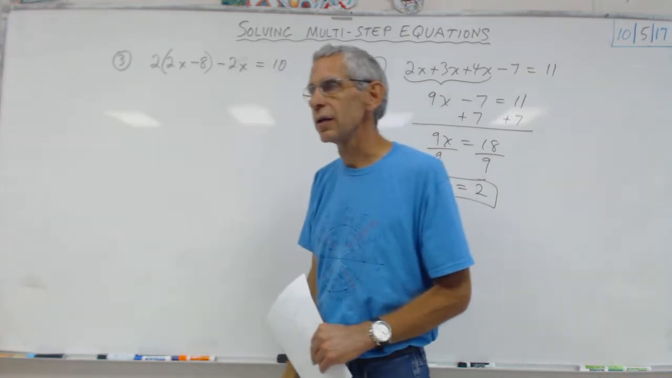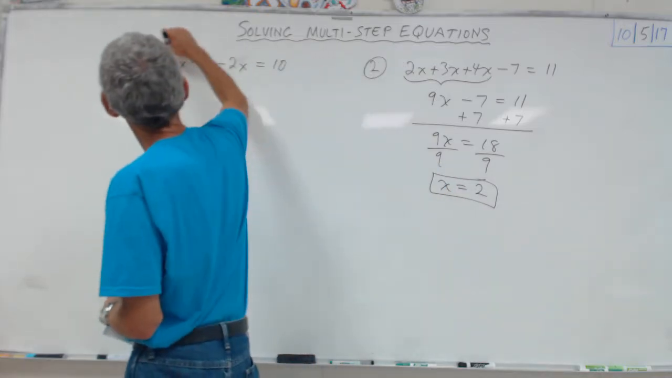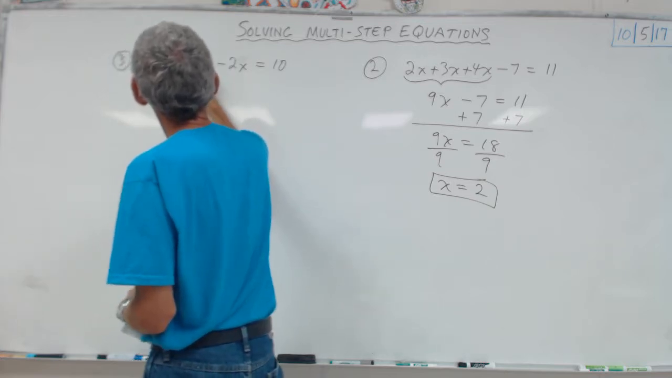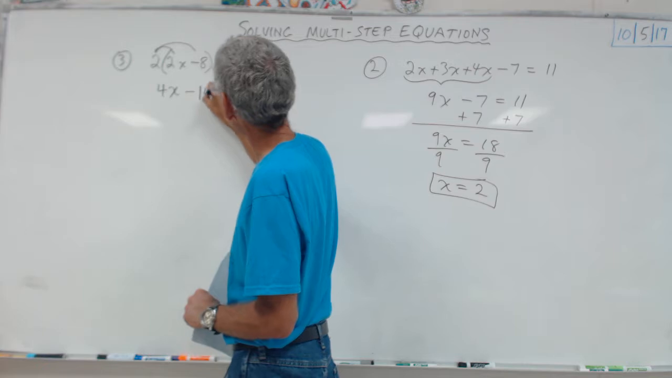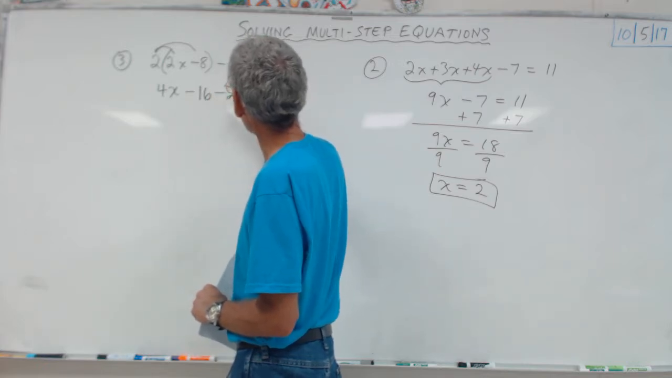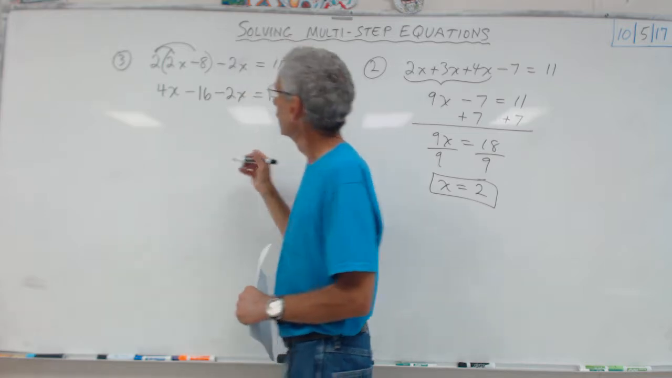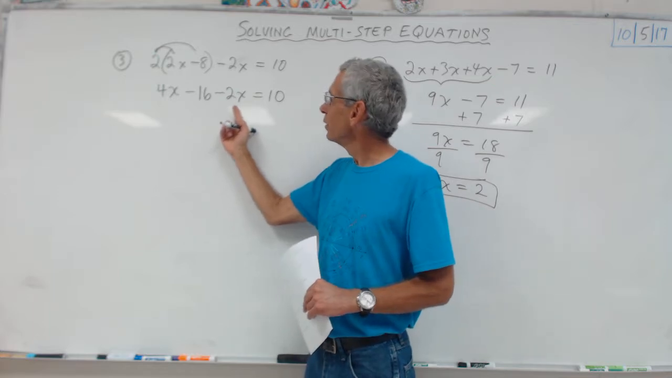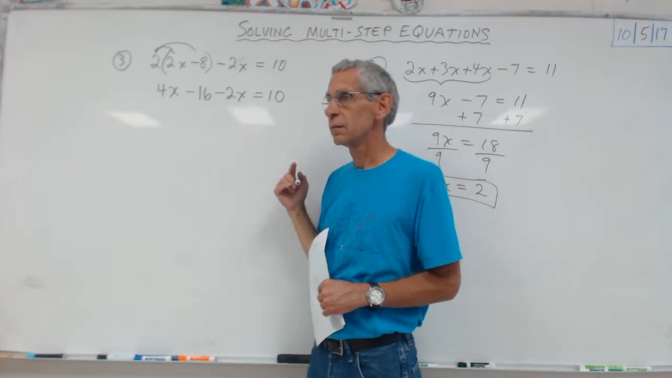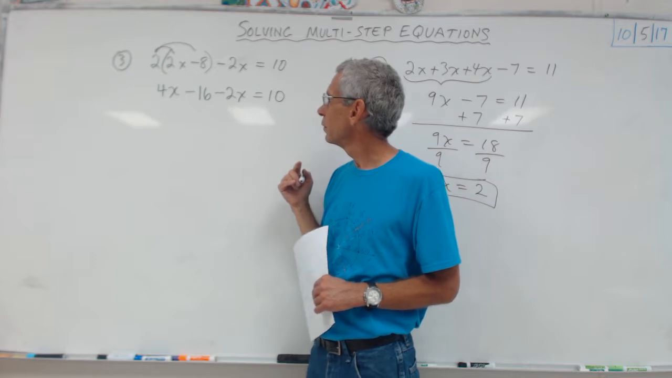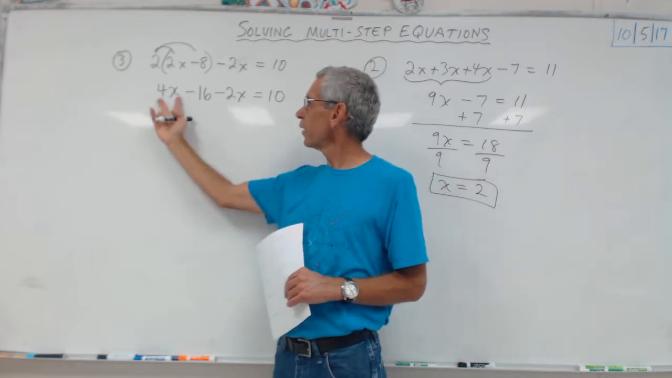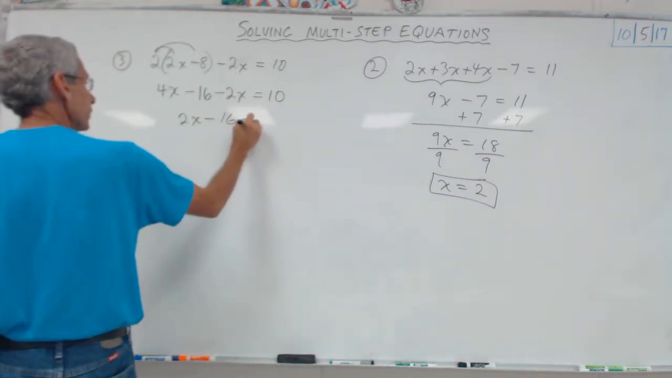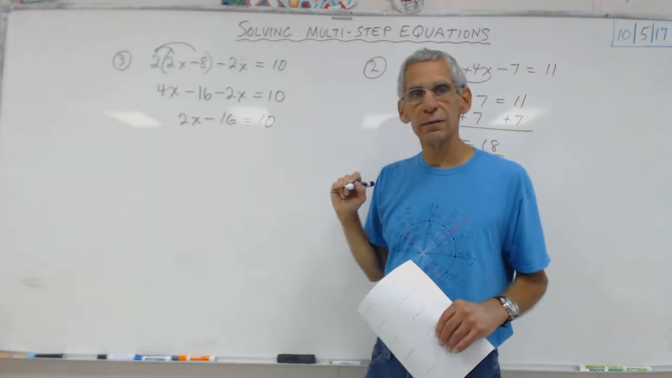Somebody else, Dan. So you would multiply 2 times 2x, which is 4x, and then 2 times 8, which is 16. And then I've got minus 2x equals 10. Now it's easier. Don't you agree with me? We simplified the board. So what do I do now, Dan? You would add or subtract the like terms. So I have 4x minus 2x, so that's 2x minus 16 is equal to 10.